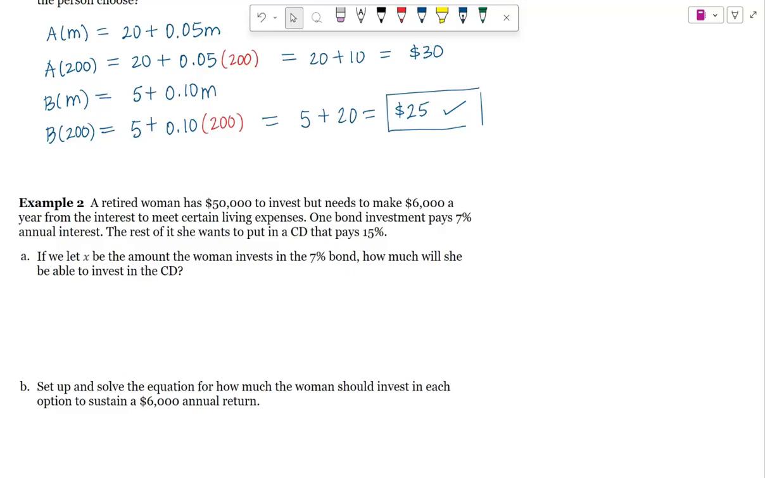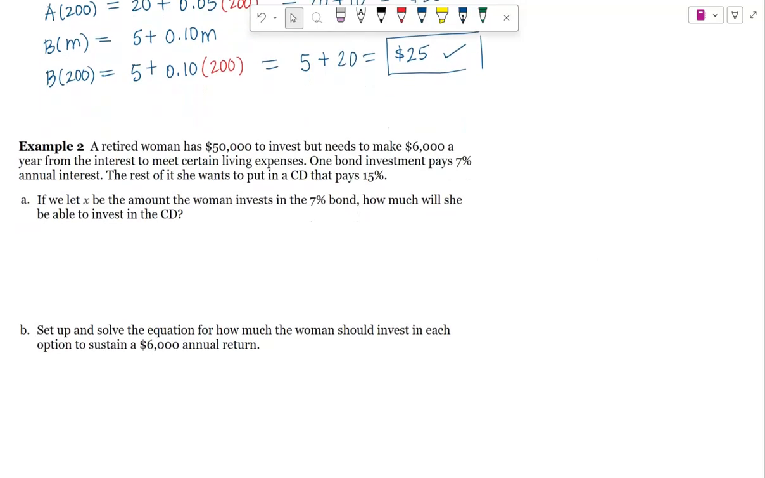Moving on to example 2. A retired woman has $50,000 to invest, but needs to make $6,000 a year from the interest to meet certain living expenses. One bond investment pays 7% annual interest. The rest of it she wants to put in a CD that pays 15%.